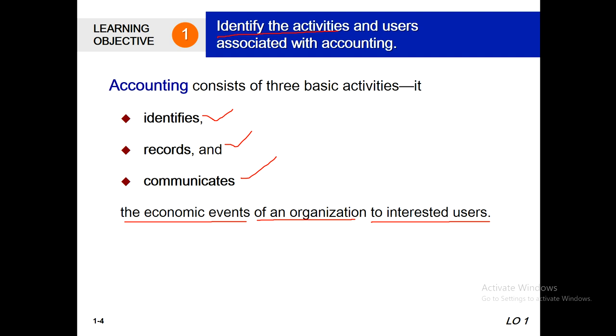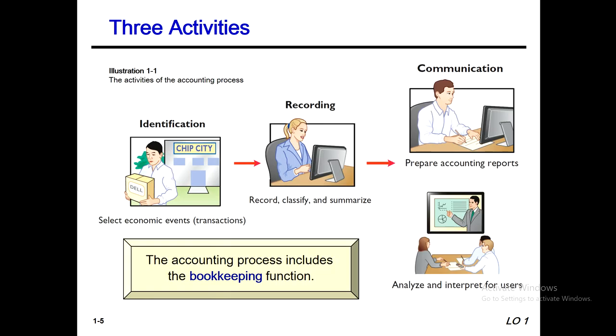Number two, records. We will record after confirmation of identification. We will record this in our books. And number three, after recording we will communicate this information to the interested users. That means identification is related to the economic events, recording is related to an organization's various books, and we will communicate this data to the interested users.